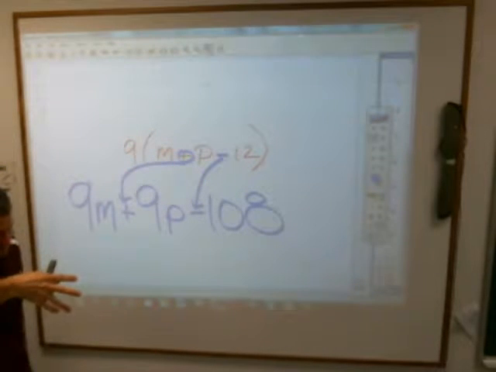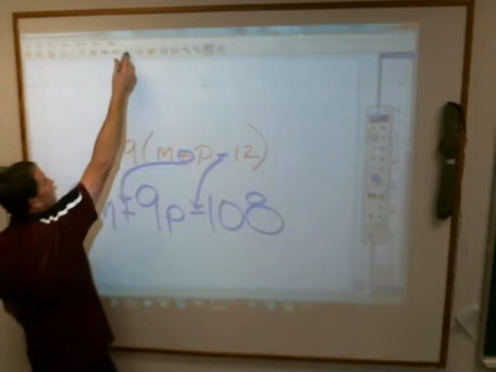On top of this piece of paper, write the word factor.